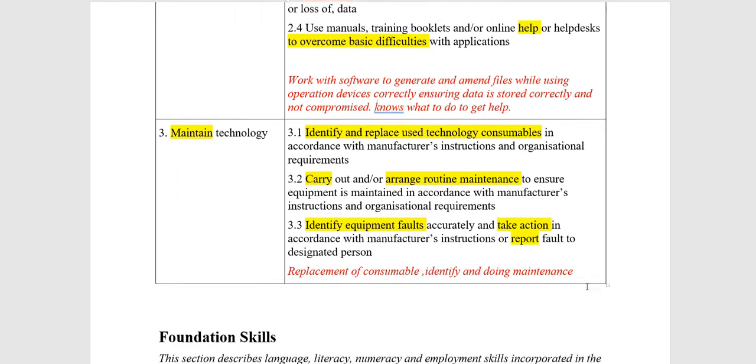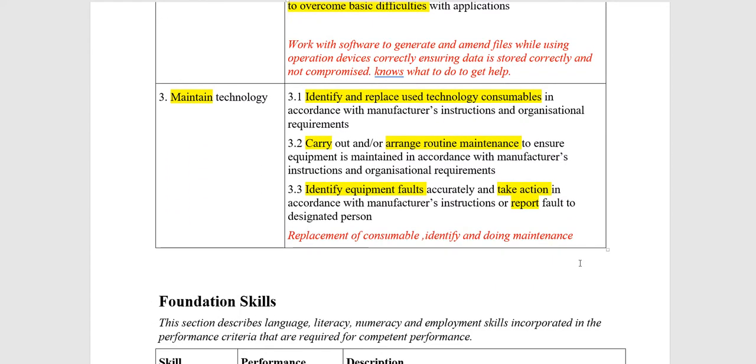And then we see a similar sort of thing for the third element. It's about maintaining technology. It's about how they replace technology consumables, how they carry out and arrange routine maintenance, and how they identify equipment faults and take action or report it to the right person. Essentially it's about replacing consumables and identifying and doing routine maintenance.